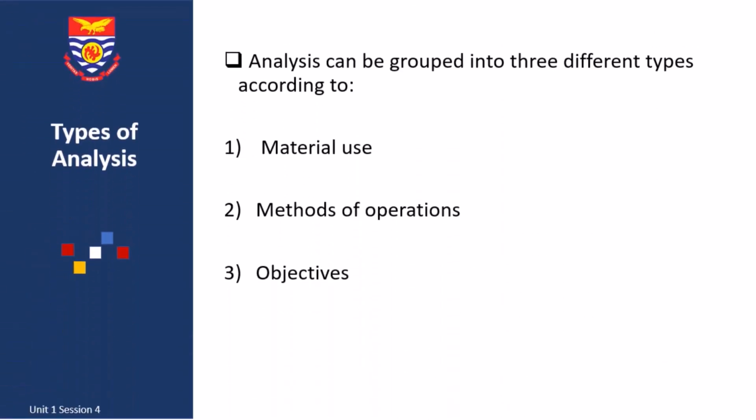So there are various types of analysis, and they can be grouped according to three separate or distinct parts. First, analysis can be grouped according to material use. Secondly, according to methods of operation. And thirdly, according to objectives. Now we'll take each of the various classifications and explain them.